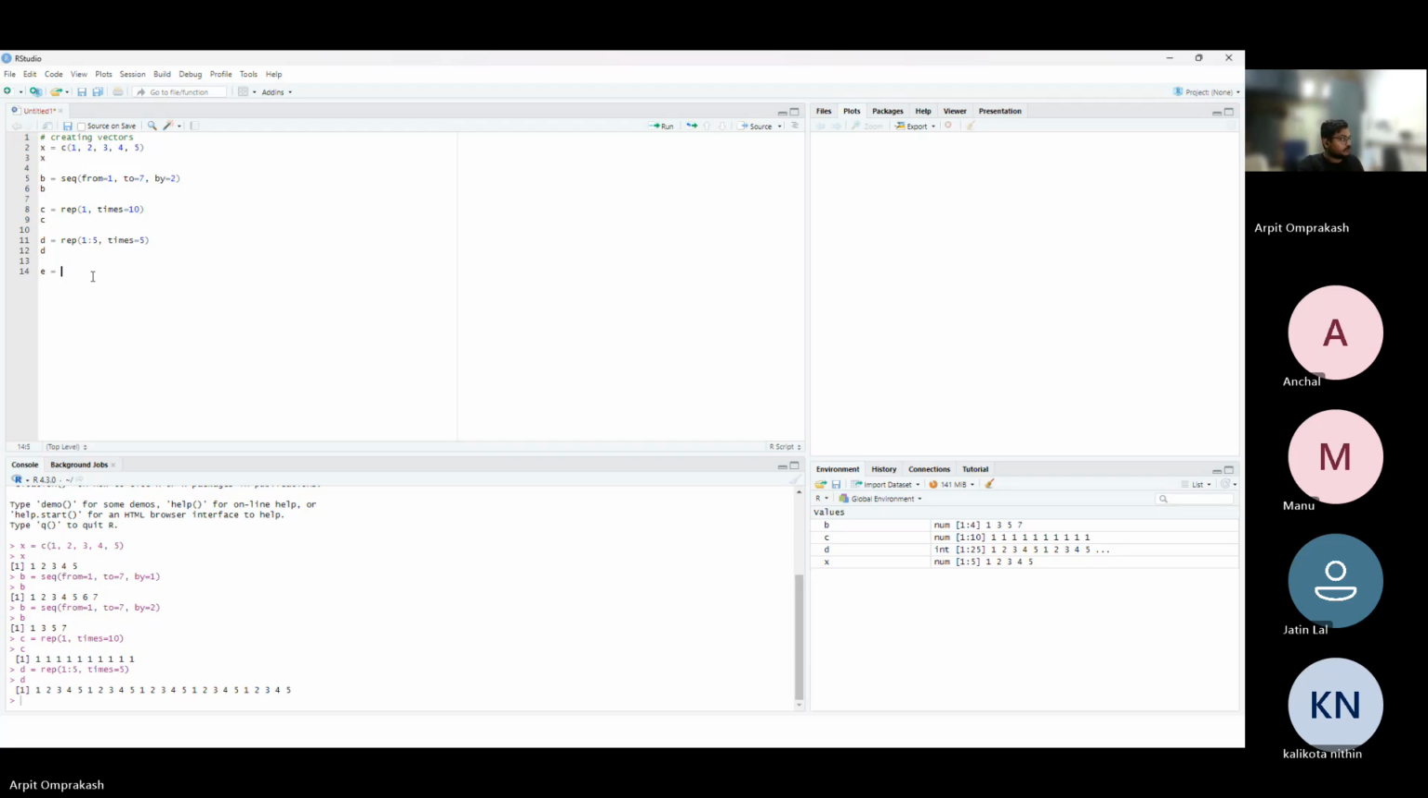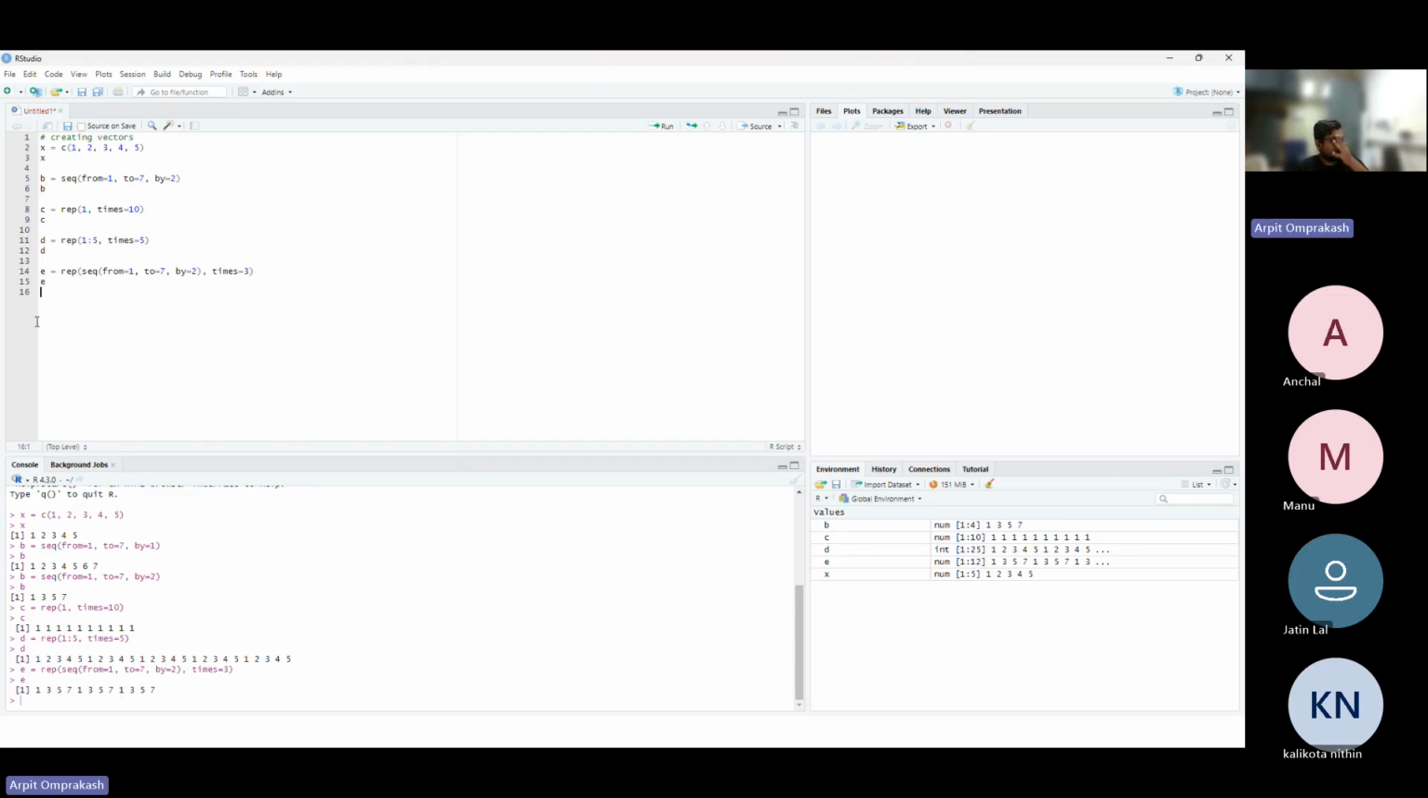And then we can combine these operations. Let's say we want to repeat a sequence which is alternating. So we'll write seq from equal to 1, to equal to 7, by equal to 2. What we are doing now is repeating this sequence of numbers, which is 1, 3, 5, 7, 3 times, right? If I run this, we get 1, 3, 5, 7, 1, 3, 5, 7, 1, 3, 5, 7, right?